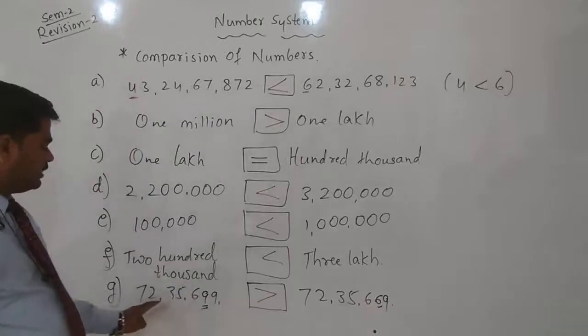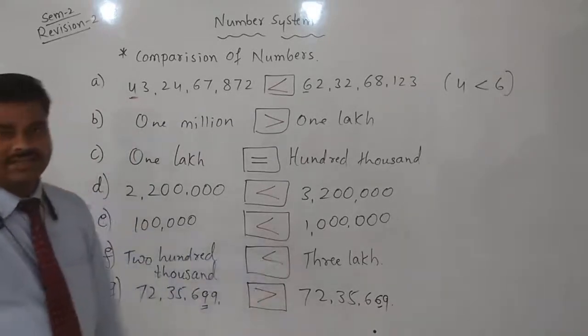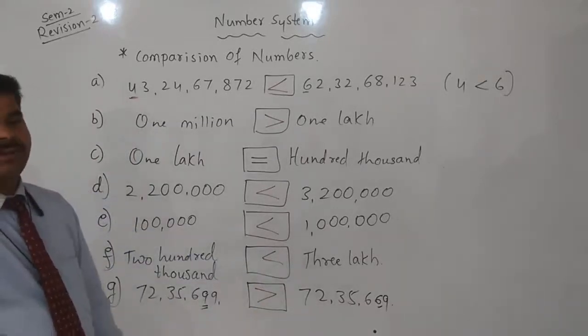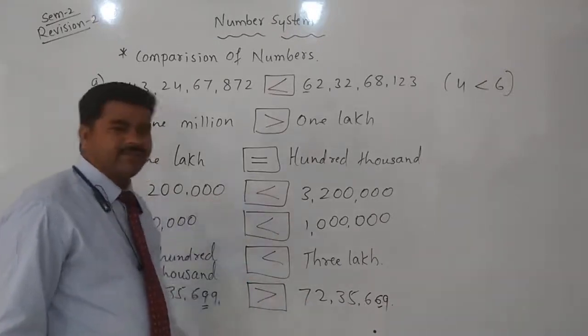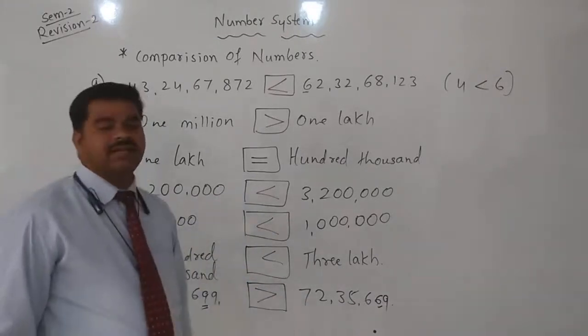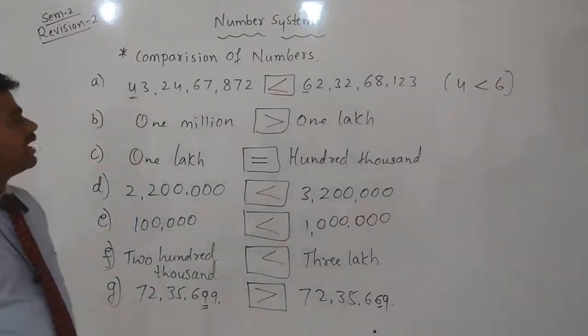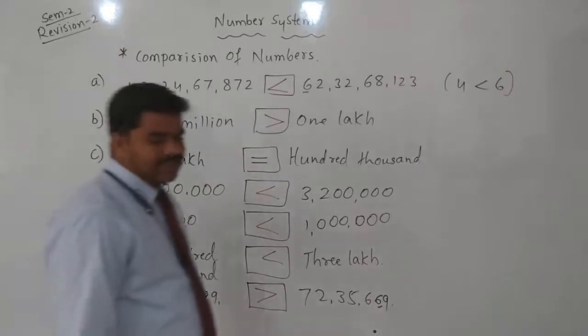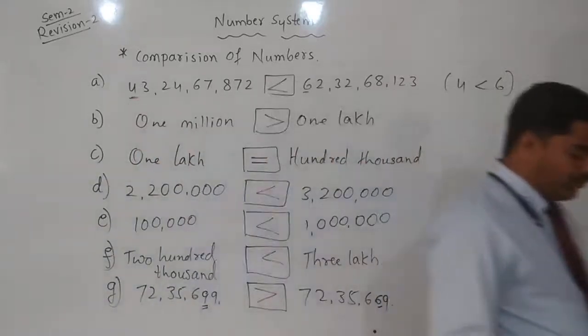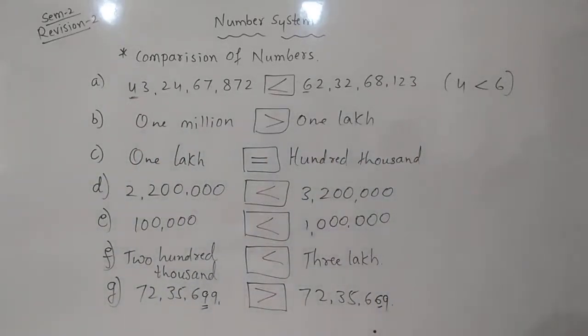If the digits are the same, we go with the next place, up to the ones place. If everything is equal, every digit is the same on both sides, then we can insert the equal sign. Yes or no? Yes, write down this one. Write neatly in your notebook and then we will go with the ordering: writing the numbers in ascending order and writing the numbers in descending order.